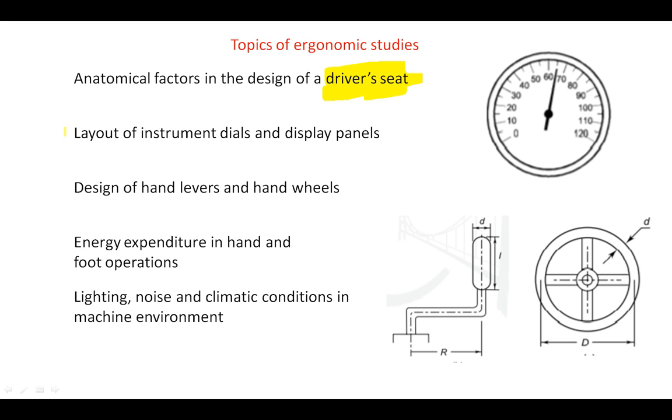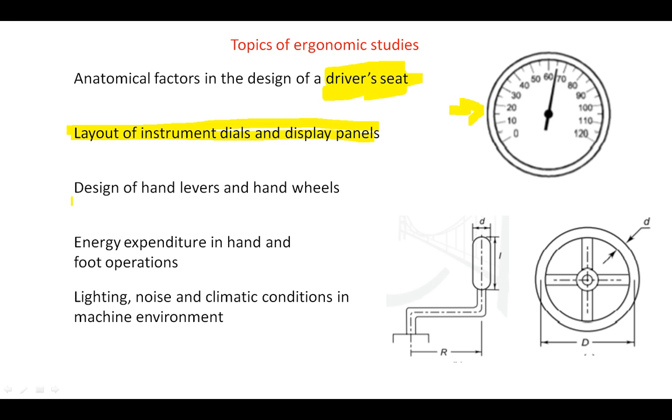Second one is layout of instrument dials and display panels. This is one example of a dial. In this dial, we can take a reading from 0 to 120. This may be of any parameter, say pressure, say velocity, or anything else, but I have taken just a generalized example. We can take a reading from 0 to 120. So the layout of this dial, the study of this layout, is also a topic of ergonomic studies.